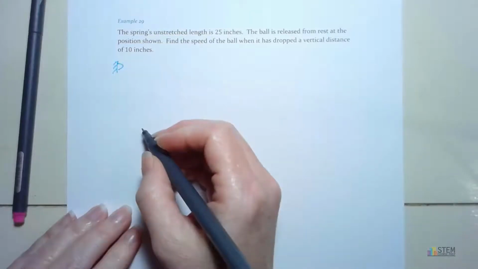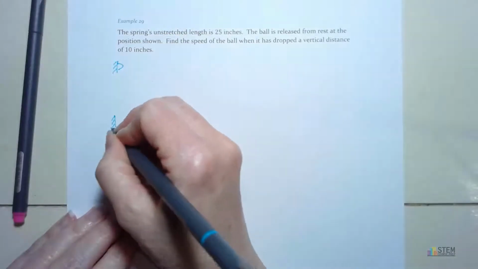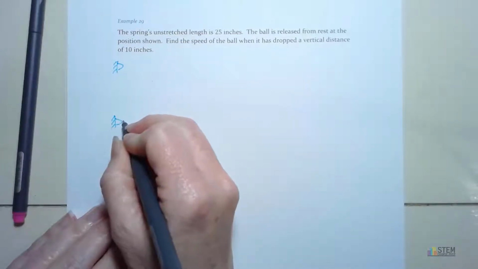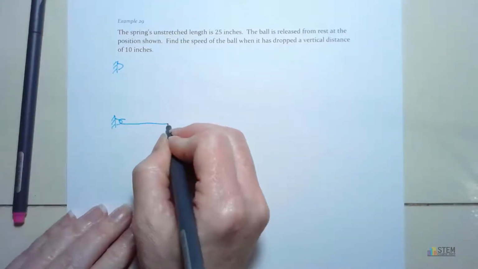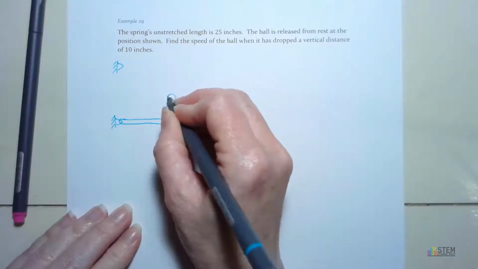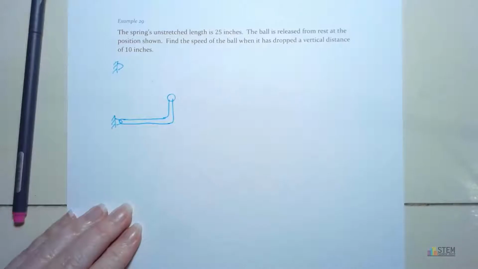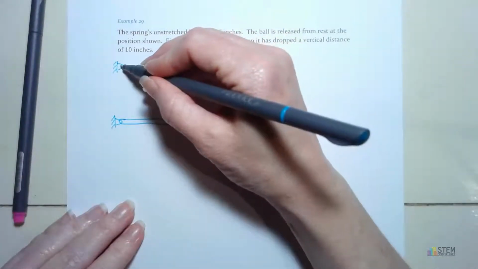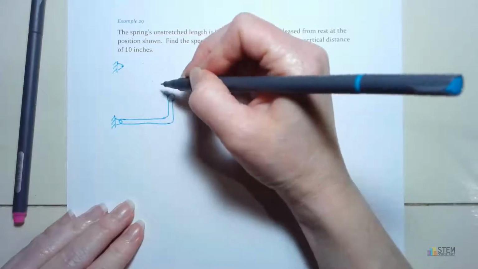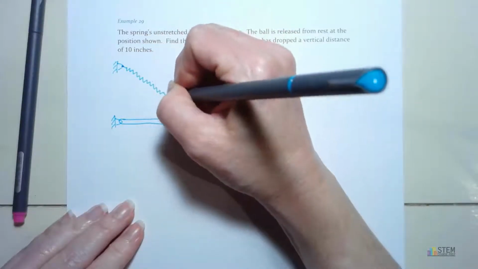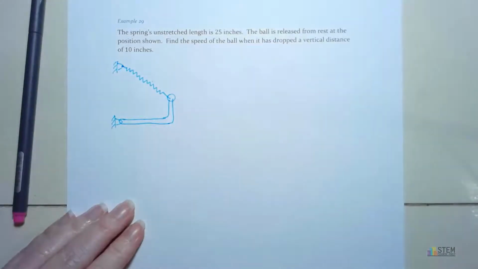Alright, so let's think of a metal rod here. It's going to be pinned here at O, and it's kind of in an L shape. And then it's got a ball up here on top. Alright, so it looks something like that. Now we're going to have a spring that's attached between this point and the top of the ball. So it's like that.